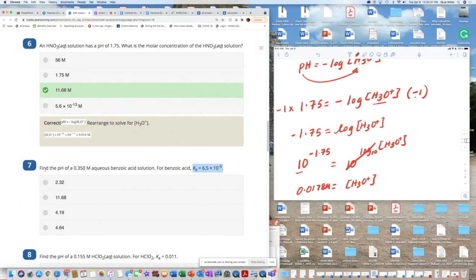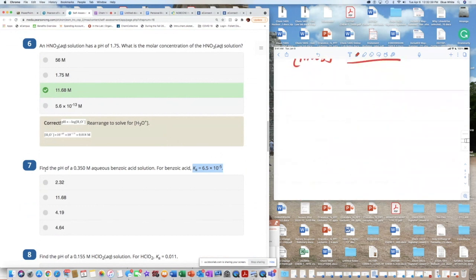Okay. Now that we've done the whole story, I tell you the story because I'm hoping to imprint this memory and this experience in your head, right? She told us that one story. Okay, number 7, we're told this time to find the pH. So this is going to be some number. We're given the concentration of the aqueous benzoic acid.